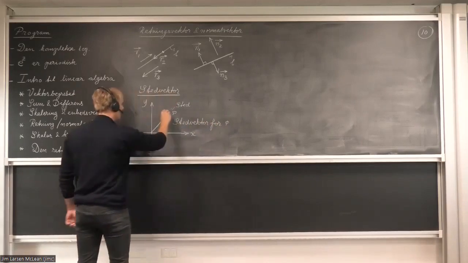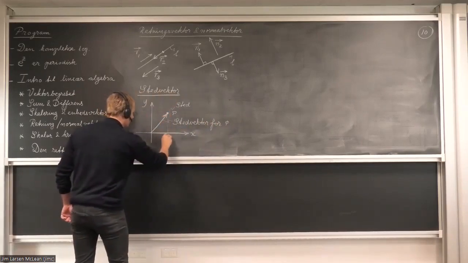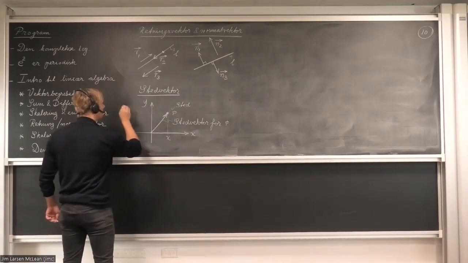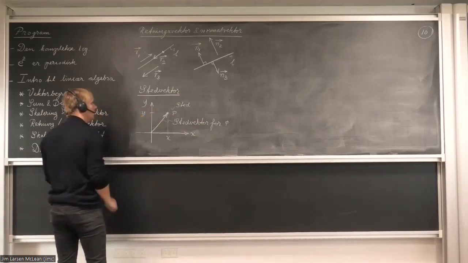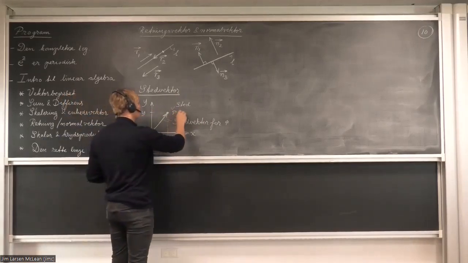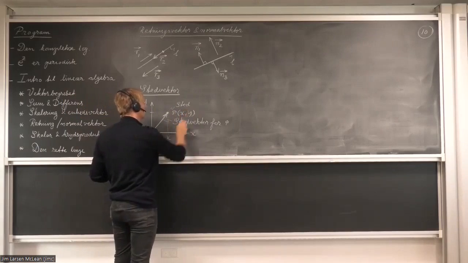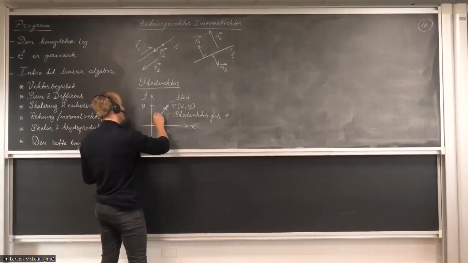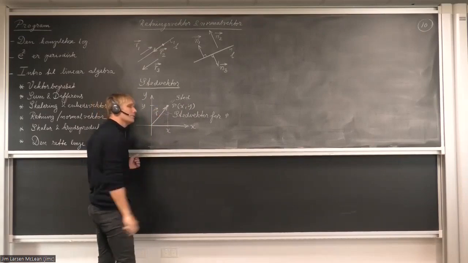If P has the coordinates x and y, then we can say that it's the x coordinate that has the value x, and it's the y coordinate that has the value y. So this is how you write P(x, y) like this. So this vector here, which is typically called the r vector, it doesn't stand for direction vector now, it's just an r.